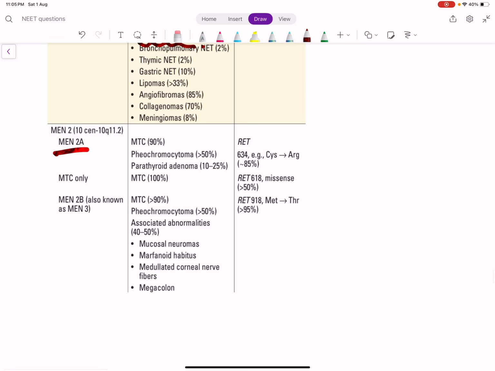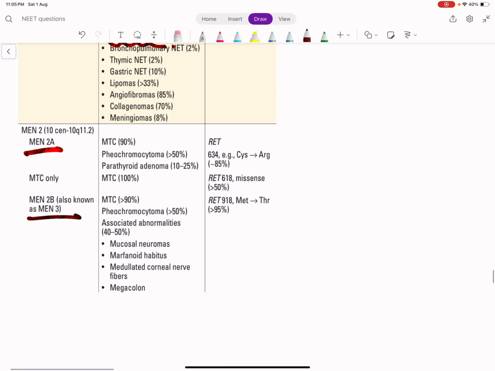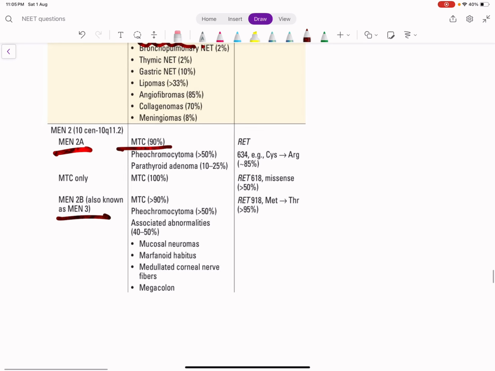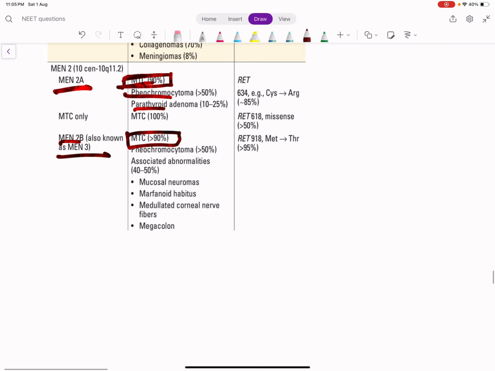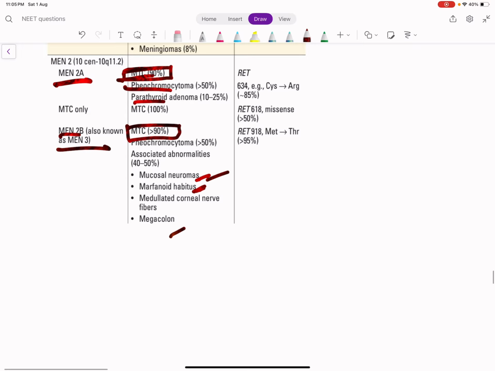MEN 2, we have MEN 2A, MEN 2B. Whenever you think of MEN 2, think of one important tumor which is medullary thyroid carcinoma, pheochromocytoma, and parathyroid. At least remember MTC. MEN 2B is the same medullary thyroid cancer, plus they have some features like mucosal neuromas, marfanoid habitus, megacolon. So all M's: medullary thyroid, mucosal neuromas, marfanoid habitus, myelinated corneal nerve fibers, and megacolon.